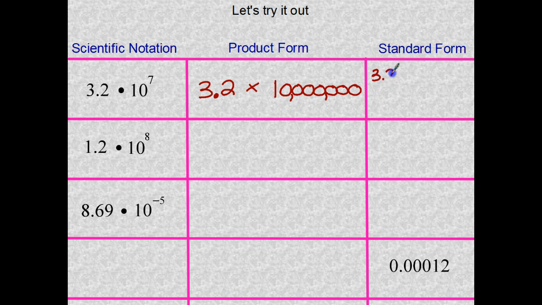I'll do it up here, 3.2. We're going to take this decimal and we're going to bounce it 7 times to the right. 1, 2, 3, 4, 5, 6, 7, and drop it right there. Add in your zeros. All right, let's write that out. It's going to look like 3, 2 with 6 zeros. 1, 2, 3, 4, 5, 6. Put in your commas, and we would say every day that this is called, what is that, 32 million.